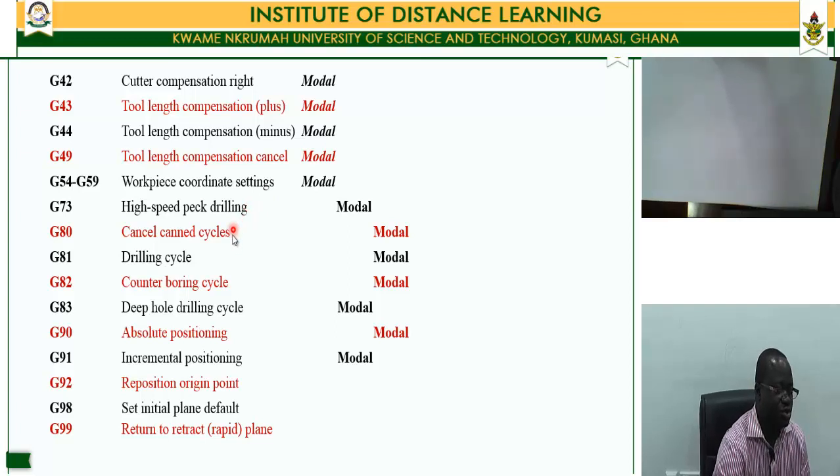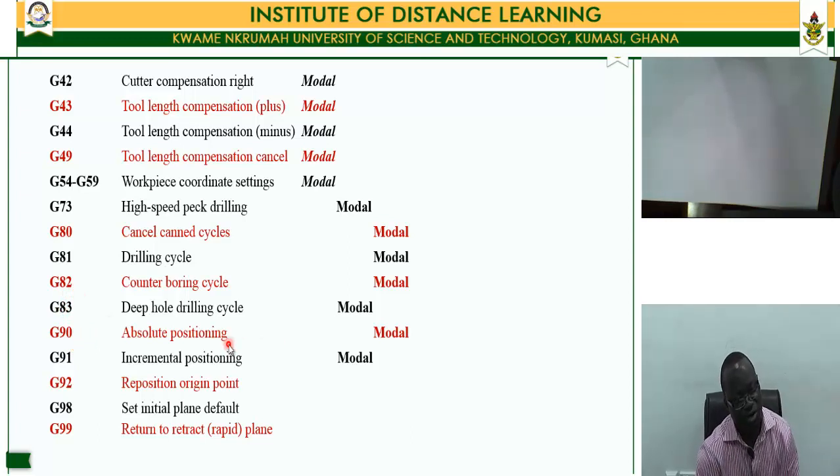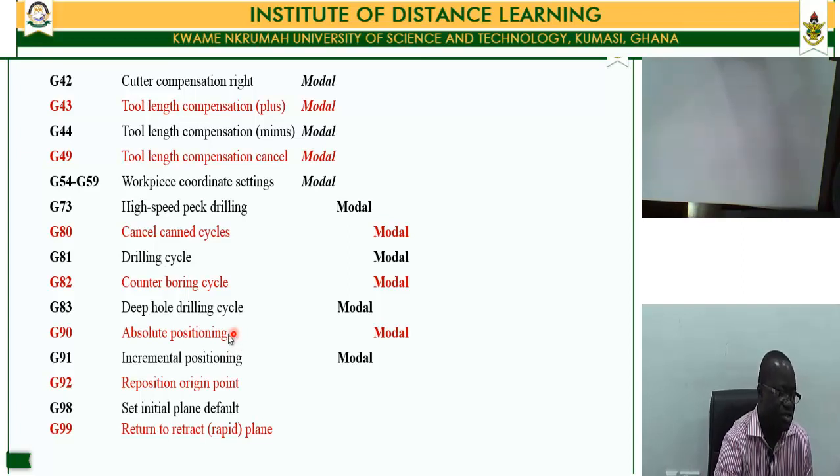So when they are issued, then they have to be cancelled after we have completed the command, or the command has finished executing. So before we issue any cycle command which is involving drilling, boring, or whatever, we need to first issue cancel cycles, and then afterwards, we can also issue another cancel of the cycles. And we have G81, which is a drilling cycle, G82 counter boring cycle, G83 peck drilling cycle.